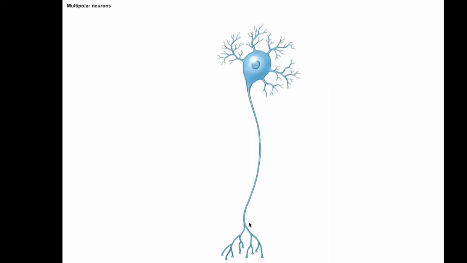And that leaves us pretty much with multipolar now. Multipolar because it has multiple processes coming off of that cell body. So we have all these dendrites here, and then we have the axon. Now these have two different roles. All of our motor neurons are going to be multipolar neurons. So all those neurons that send signals to your skeletal muscle fibers, to your cardiac muscle, to your smooth muscle, to your glands, all those fibers that are sending those signals down the somatic or autonomic motor pathways are multipolar neurons.